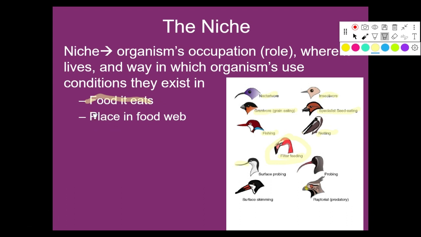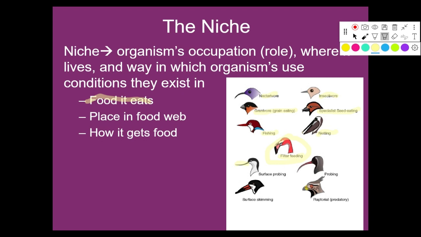They're placed in the food web, right? So are they food for something, or are they eating other living things? What is their place in that food web? How it gets its food, and we just kind of went over all of these different kinds of birds over here. Some get the nectar, some insects, some fish, shrimp, all of those different kinds of food. It's not just the food it eats, but how it gets them, right?